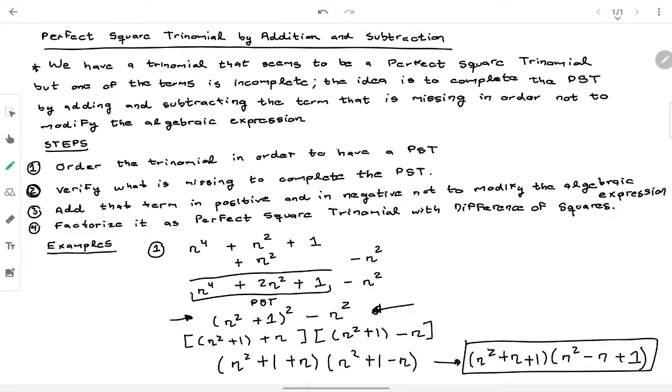So the idea, as I was telling you in the beginning, is we have something that looks like a perfect square trinomial, but something it's missing to have specifically the perfect square trinomial. So we need to add that term, but we also need to subtract that term also, because if I add the same term and subtract the same term, I'm not modifying the actual original expression. Then we will do it as a normal perfect square trinomial with difference of squares. So let's check another example.